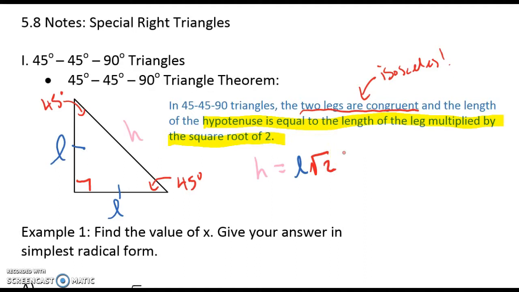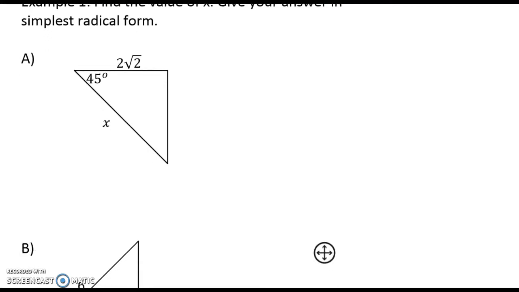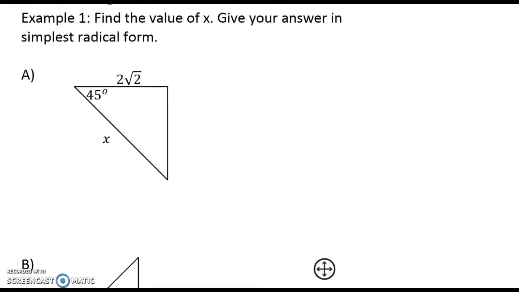Okay? So we want to be able to use this to solve for, again, missing sides of a right triangle. And again, I could give you either the hypotenuse or the leg, and you should be able to solve it. Alright, so let's take a look at the example. We're going to find the value of x, and we want to give our answer in simplest radical form.